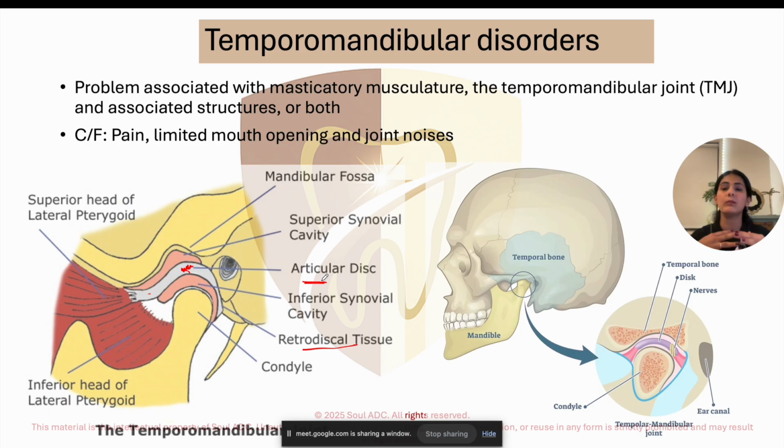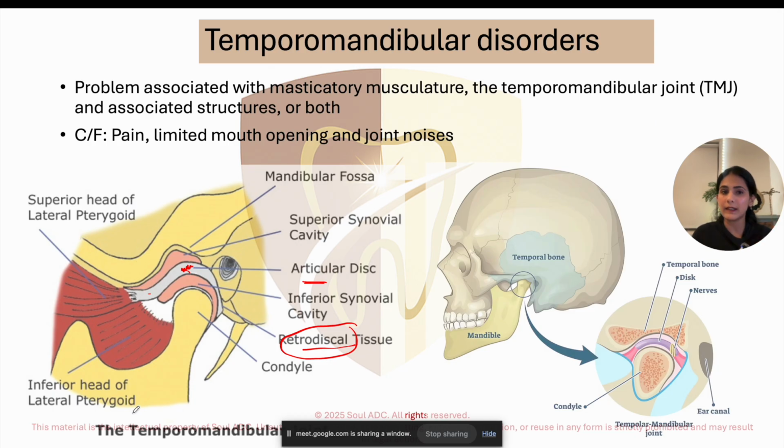However, if any problem arises, we have pain. Why? Because your retrodiscal tissue has nerve supply in it. So whenever an issue happens and if your disc goes ahead, we might have pain, we might have some limited mouth opening as well. We'll discuss all of those things slowly so that you are able to get it.